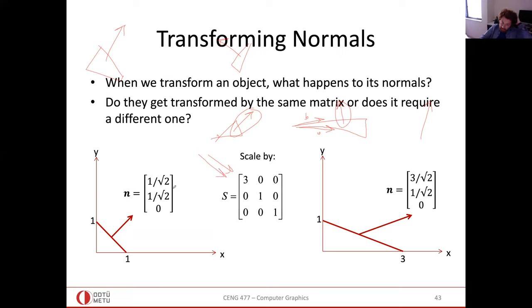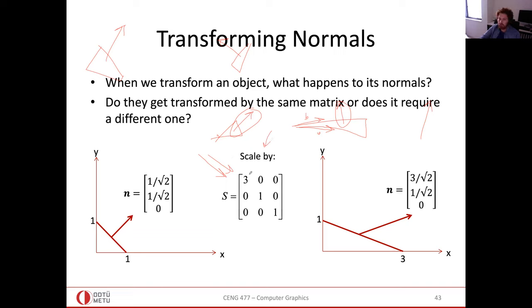So take this object, which is a line, okay, like this is your pencil, maybe, whatever. Its normal is this by the Pythagorean rule. This is a 45 degree line by right triangles. So if I scale this non-uniformly, again, with uniform scaling, you are still good. Actually, you are not good, because your normal will not be unit anymore since you will scale it. So even with uniform scaling there are problems. So scaling is problematic for normal transformation, okay?